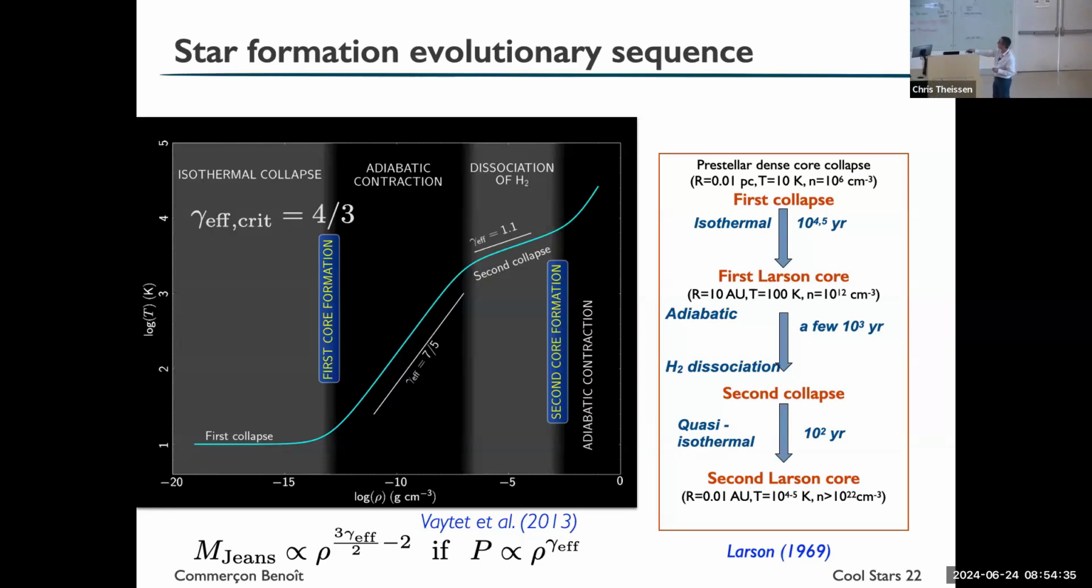So I should insist here on the scale. We go from AU down to stellar radius. The density will increase by 20 orders of magnitude, and the temperature will increase by more than 4 orders of magnitude. We have different regimes for the radiative transfer, so clearly it's a multi-physics and multi-scale problem we have to face here. Also, on the time scale, you see that most of the time is spent during the first collapse. This is the free fall time. But once the first Larson core has been formed, the second collapse proceeds very quickly because the densities are so high that the free fall time is small.